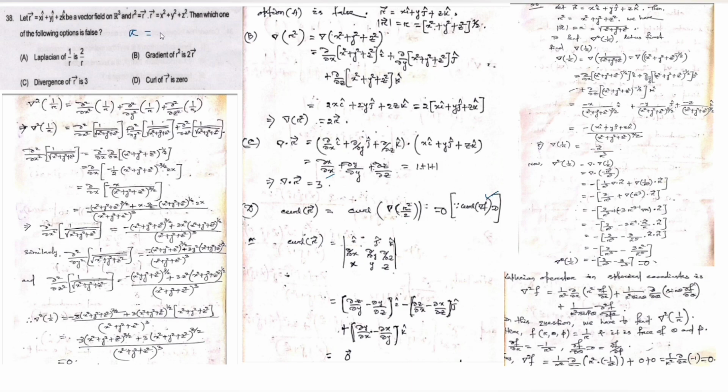So r is square root of x square plus y square plus z square. Among the given options, we have to find which option is false. So in option A, we have to calculate Laplacian of 1 by r, that is Laplacian of x square plus y square plus z square whole to the power minus half.